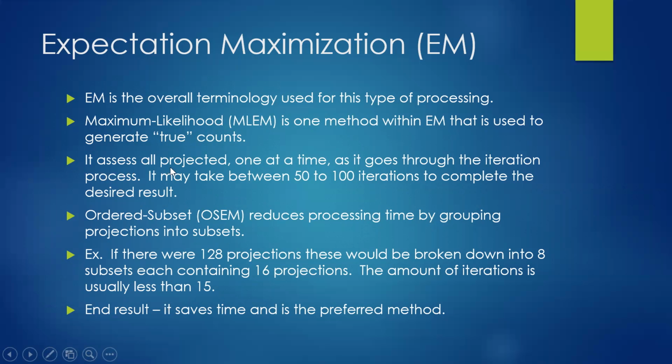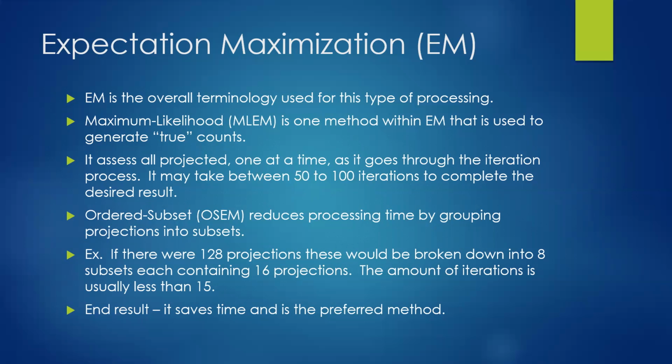What it does is look at all projections, each one at a time. You've got 64 projections, and it's looking at each individual projection going all the way around, assessing the correction matrix and subtracting or adding counts in that circular fashion that we just talked about. And it's going to do it anywhere between 50 to 100 iterations. So imagine you've got not 64 by 64 stops, you've got 128 stops.